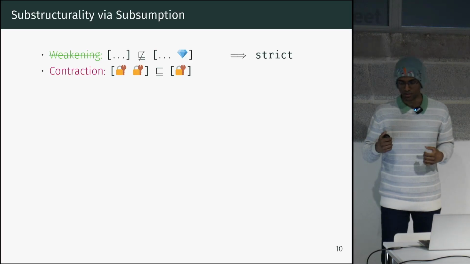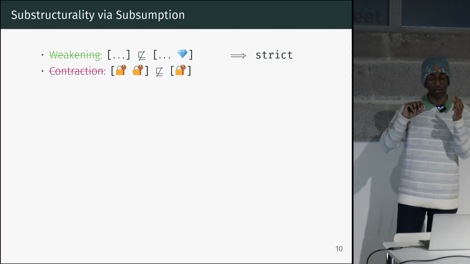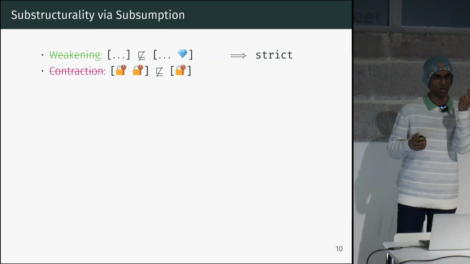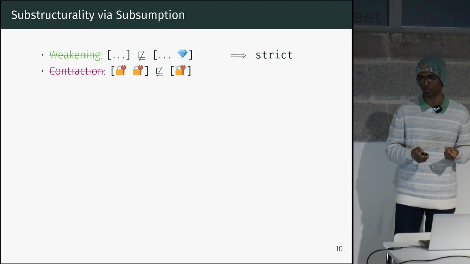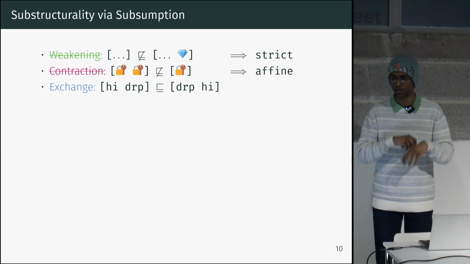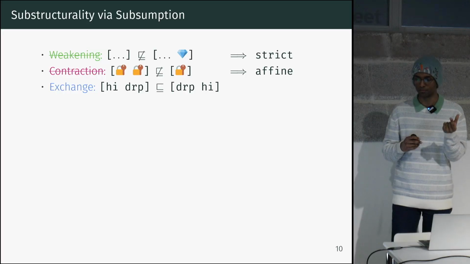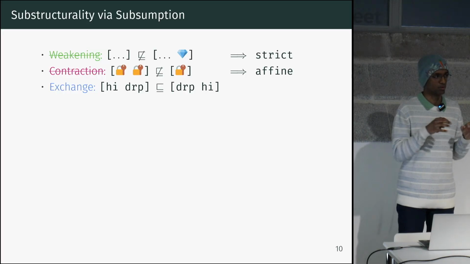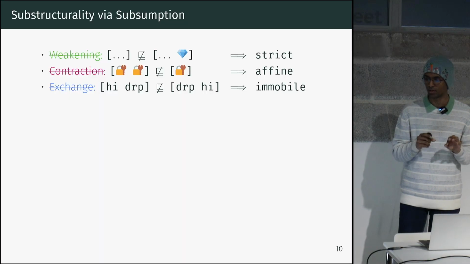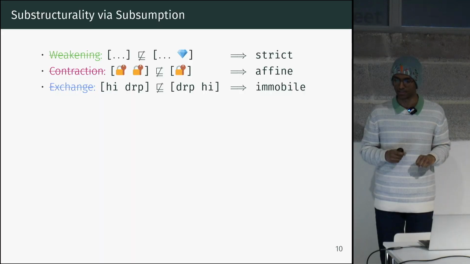And likewise for contraction, when we made locks sensitive to quantity, we removed this rule of contraction that says you can collapse 2 locks into a single lock. And so we made lock into an affine resource. So we removed that case of subsumption again. And the situation is very similar for exchange. When we removed this pseudo commutativity property of high and drop, we again removed the case of subsumption that lets you commute these resources. And then we ended up with immobile resources, high and drop, because we removed that case of subsumption.